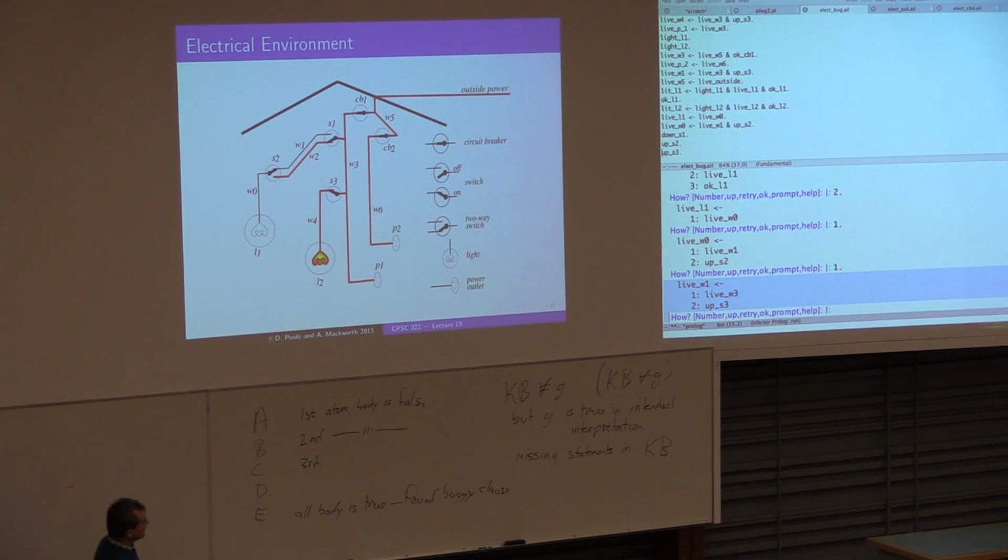Right, so which one of these is true or false? Should live W3 be true? Up S3, is that true? In this interpretation, is this true? Okay, let's have a look at this. What do people say? So if you understand, W3 is this wire that's connected to the outside, right? S3 is up, so they're both true. So we found this buggy rule, right?